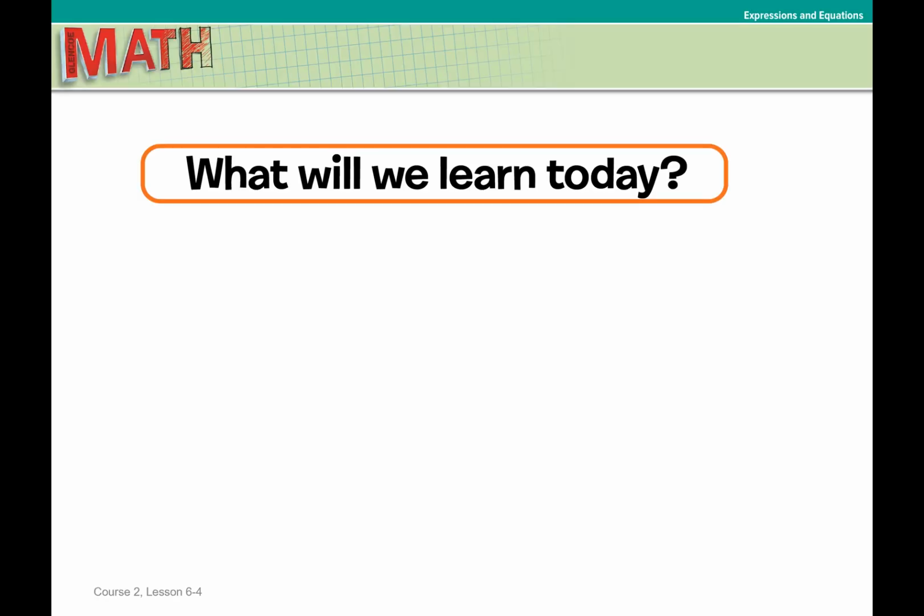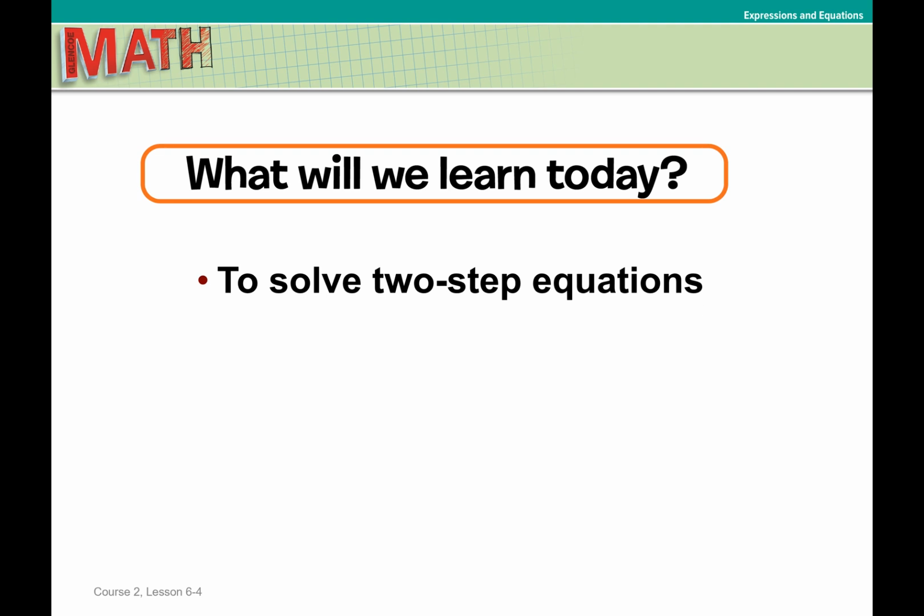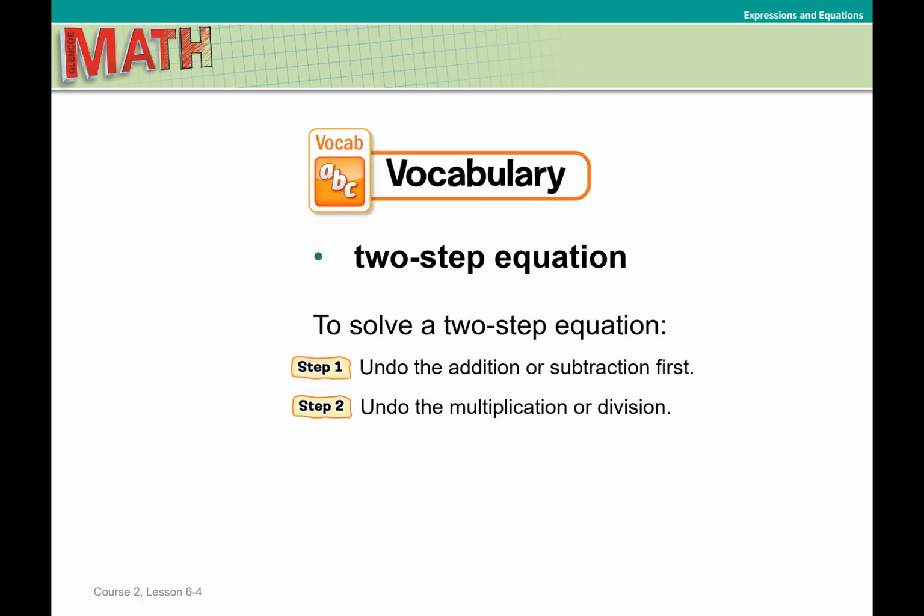section. Okay, today we're going to do essentially the same thing we've been doing, but with 2 steps instead of just 1. So far we've been doing 1 step to get the solution. Now we're going to add a step. In a 2-step equation, you follow the order of operations, you undo the addition or subtraction first, and then you undo the multiplication or division.